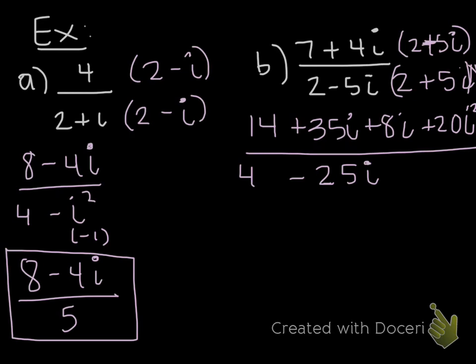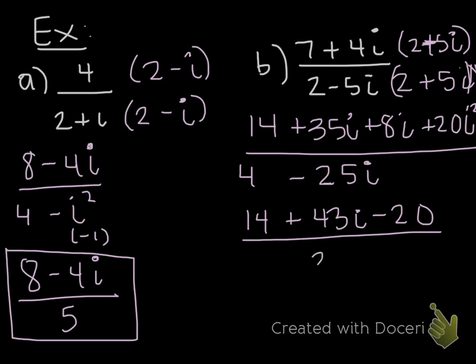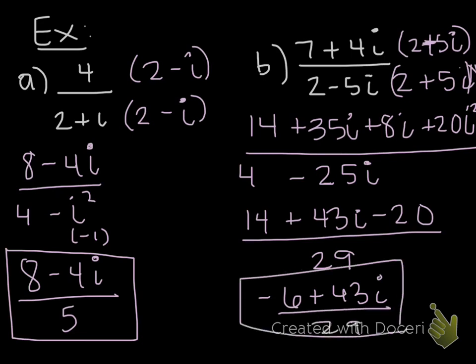So in the numerator, I have 14 plus 43i, and then this will change to be minus 20, all over 4, and this will become 4 plus 25, so all over 29. And then I can combine the 14 and the 20 in the numerator, and we'll get negative 6 plus 43i, all over 29. And that's as far as we go. Again, I would check to see if all three numbers reduce. In this instance, they do not. So go ahead and try that practice problem. Make sure you input it on the video.